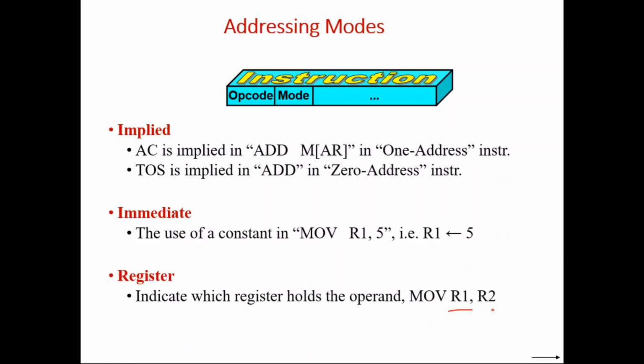So both operands are specified through a register. In immediate addressing mode, one of the operands will be an immediate value. In implied addressing mode, one of the operands will be implied. That is, it will not be specified, but based on the instruction, it will be understood.